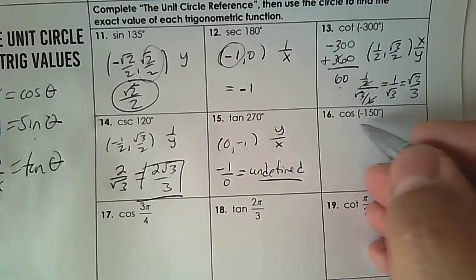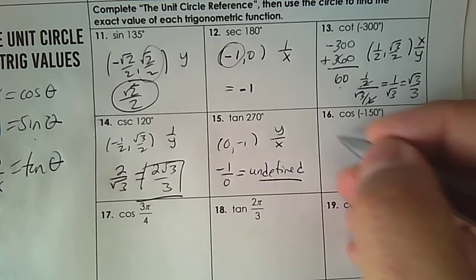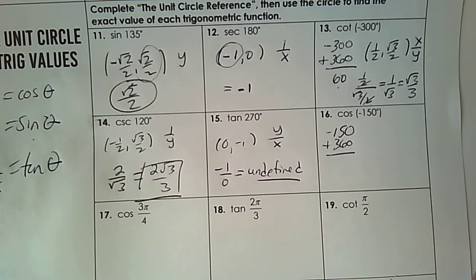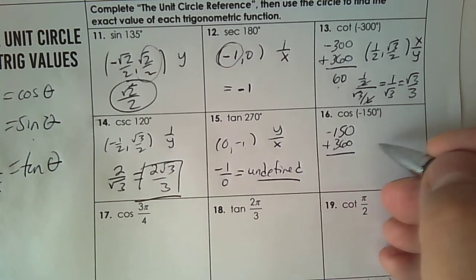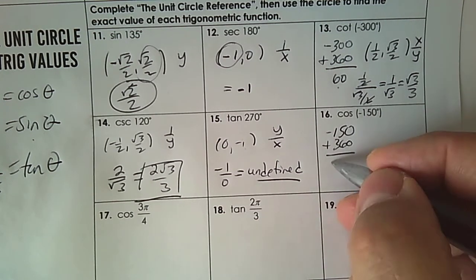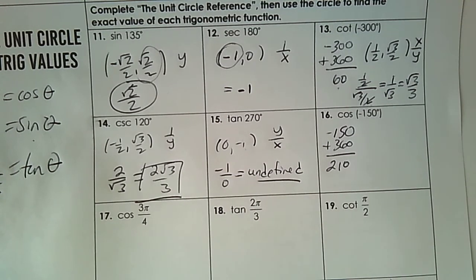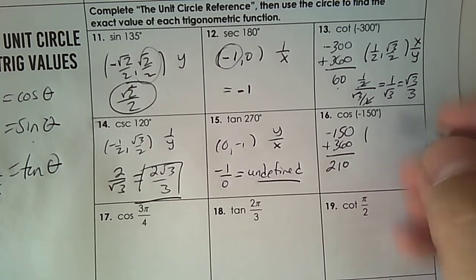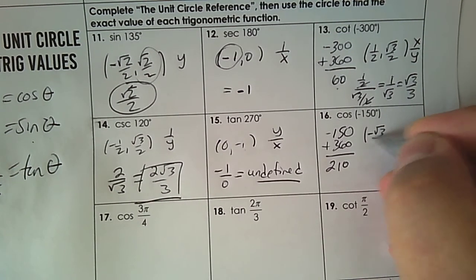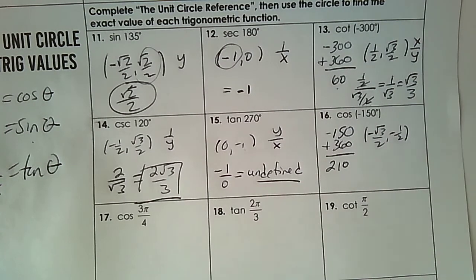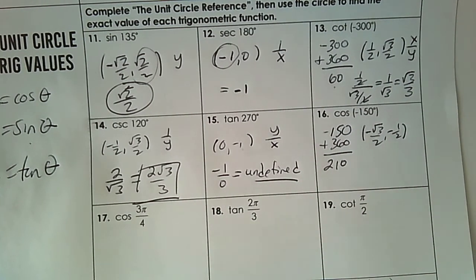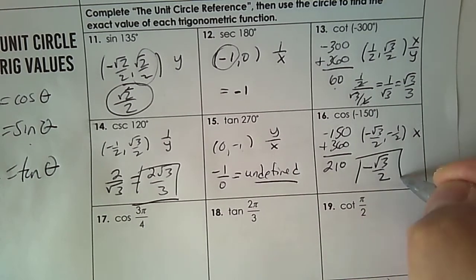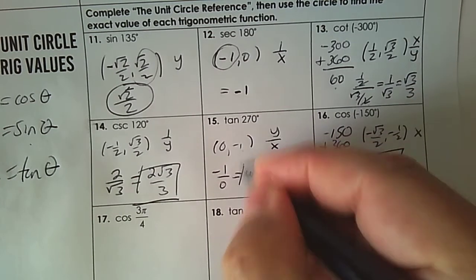Number 16, cosine of negative 150. Again, I'm going to add 360 to find a coterminal angle to make it easier. So negative 150 plus 360 is 210. Then, when I look off my unit circle, what's the point at 210? It's negative root 3 over 2 and negative 1/2. What's the definition for cosine? That's the x-coordinate only. So only the x-coordinate, negative root 3 over 2, and you have your answer.